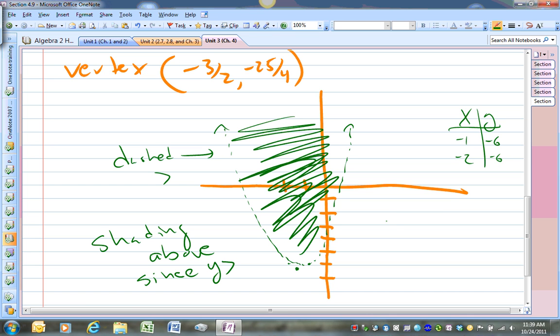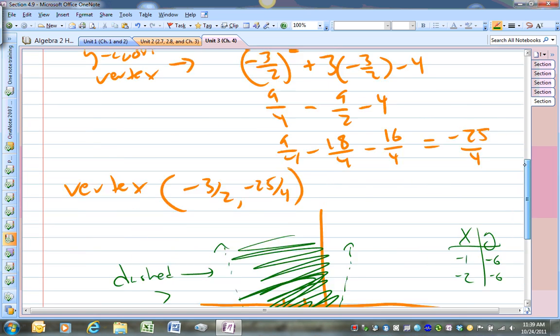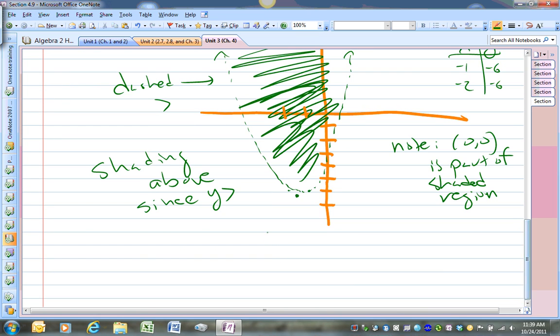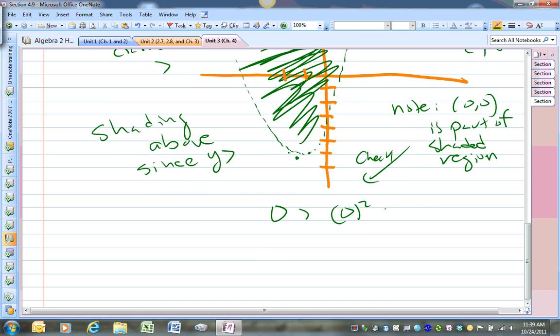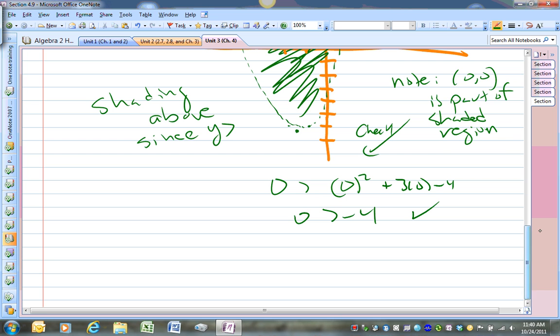The other thing too is that notice how 0, 0 is part of the shaded region, right? If you plug in 0, 0, 0 is greater than 0 squared plus 3 times 0 minus 4, you do get 0 is greater than negative 4. This is a way to check your answer. So you know it works. Let's try another example.